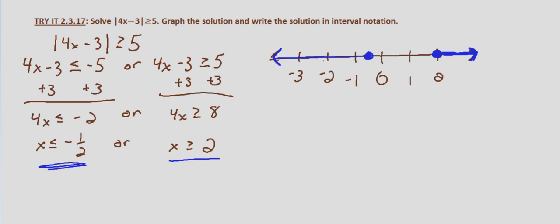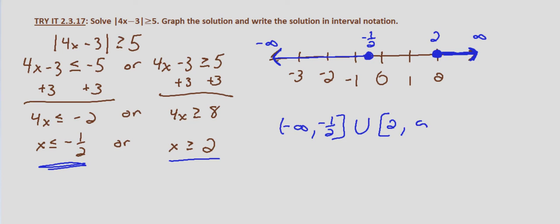So here's our graph. And then in interval notation, we're going from negative infinity to negative 1/2, and from 2 to infinity. So negative infinity, negative 1/2 is inclusive, and that's or, so union, combined with 2 inclusive to infinity.